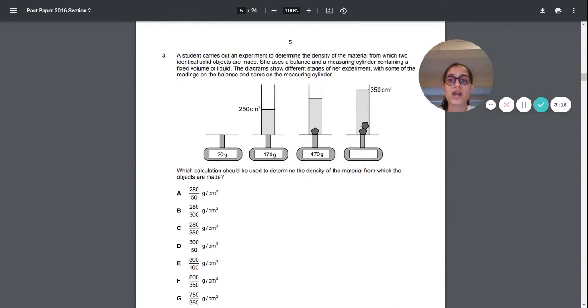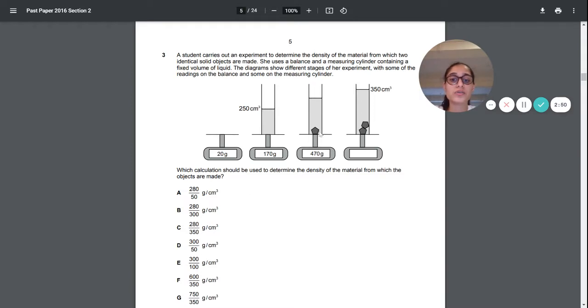Question 3. A student carries out an experiment to determine the density of the material from which two identical solid objects are made. She uses a balance and a measuring cylinder containing a fixed volume of liquid. The diagram shows different stages of her experiment, with some of the readings on the balance and some on the measuring cylinder. Which calculation should be used to determine the density of the material from which the objects are made?